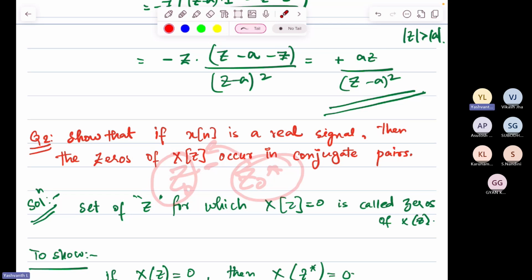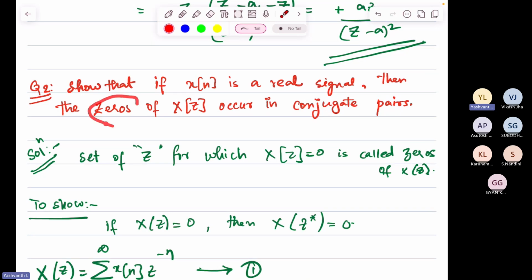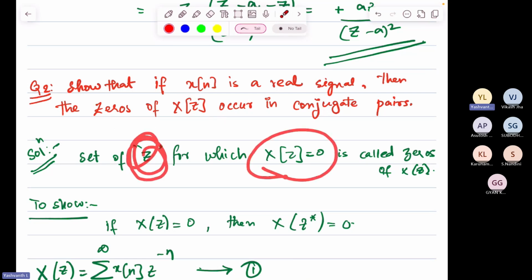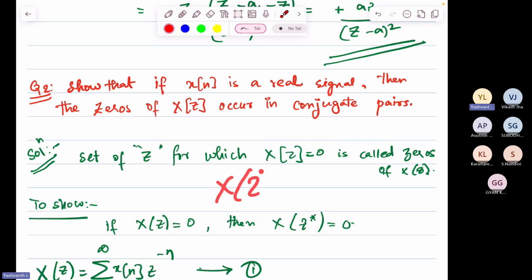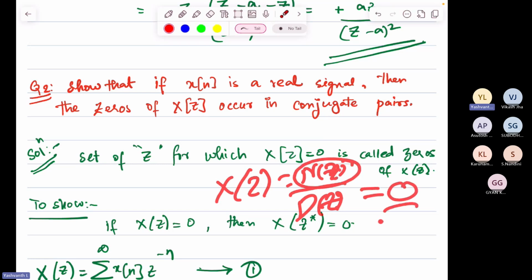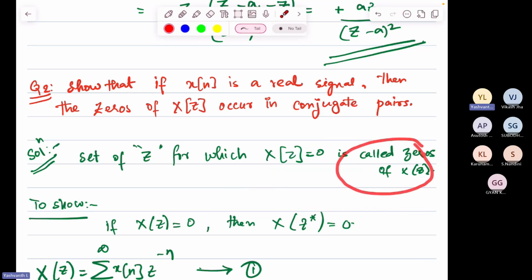Okay. So first of all, understand, we'll write what it means by zeros of x of z. What it says, set of all z points for which x of z is equal to 0. You remember what did we do? We express x of z as numerator function by denominator function, and we told set of all z for which numerator goes to 0 or x of z itself goes to 0 is called the zeros of x of z. Okay, so that is basically called zeros of x of z.